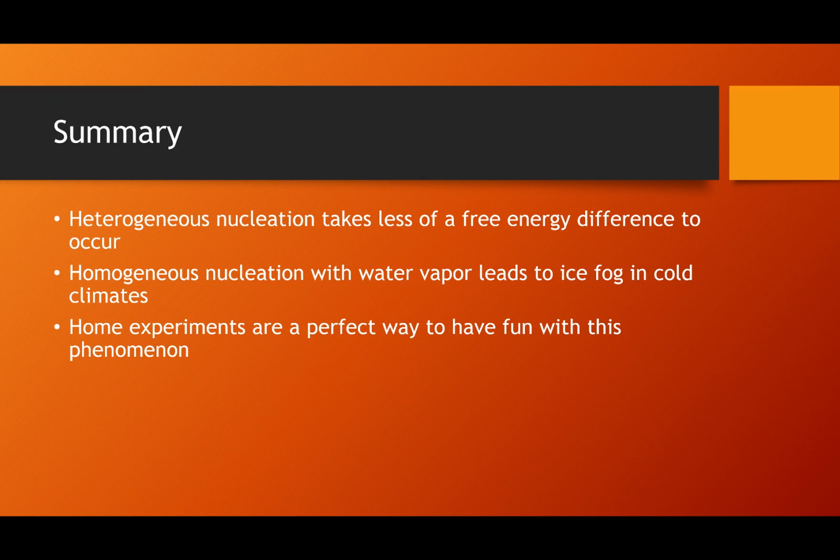So, a quick summary: heterogeneous nucleation takes less of a free energy difference to occur compared to homogeneous nucleation. And with homogeneous nucleation, the water vapor can lead to ice fog in very cold climates such as Fairbanks, Alaska, or Yellowknife, Canada, and also parts of Russia.